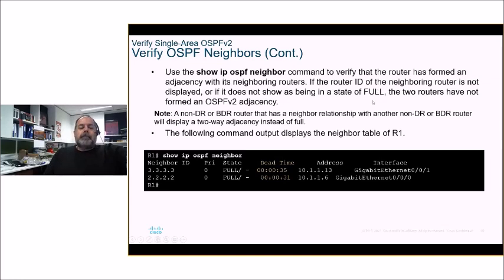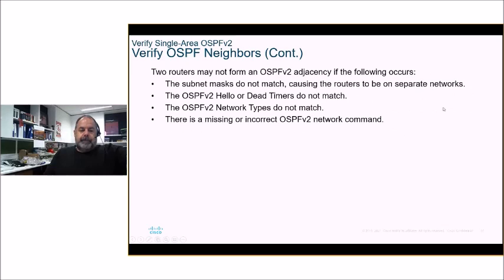So what would cause problems with adjacency? If you've got your addressing wrong, so the subnet masks don't match, that's going to be a bad thing. Hello and dead timers don't match, as you saw in that previous slide. As soon as I changed the timers, the adjacency died. Network types, and so if you've set one end to be point-to-point, the other one's broadcast, they will not form adjacency. And so of course you need to have those network commands or interface commands for the networks to be advertised.